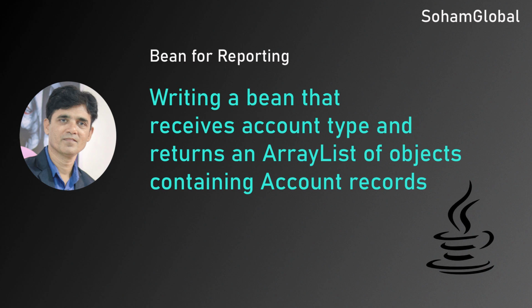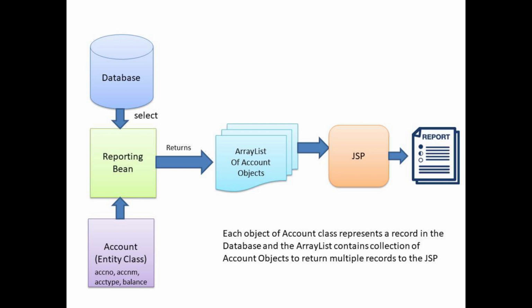by one. And for this we will be using a bean that will retrieve data from the database and will put it into an array list of objects, and each object will represent a record from the database table, and at the end we will be delivering this data on a JSP page to the end users. So we are writing a bean that will receive account type and will return an array list of objects containing data from the accounts table.